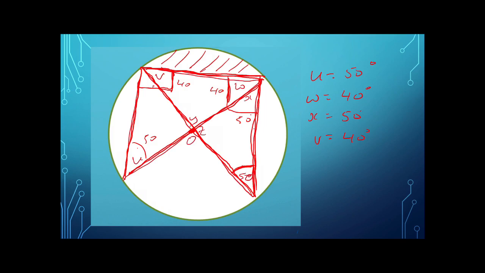Okay, so in order to find Y, we can use this triangle here. Angles in a triangle add up to 180. That's 40 and 40, which is 80. So Y must be 100. We could have also used the fact that these are two radii, therefore it is an isosceles triangle. And if Y is 100, Z must be 80 degrees because angles on a straight line add up to 180.